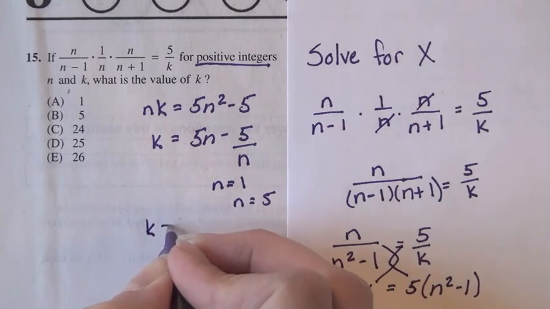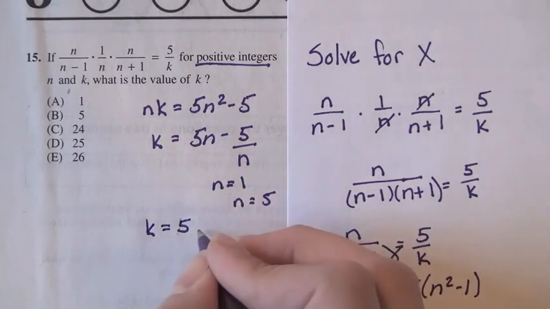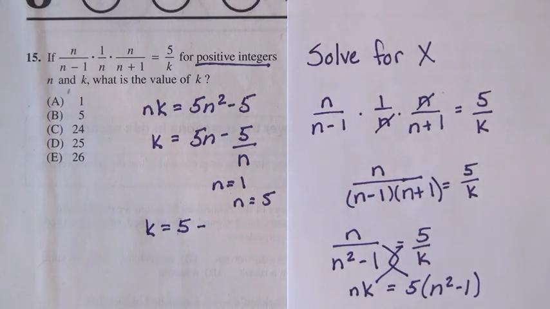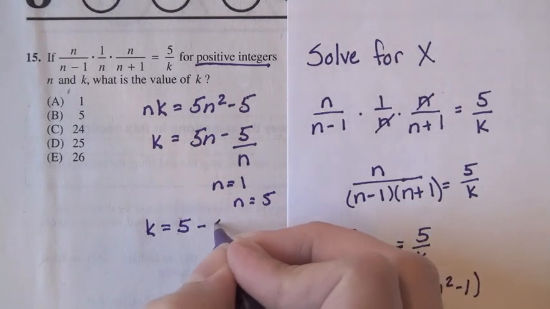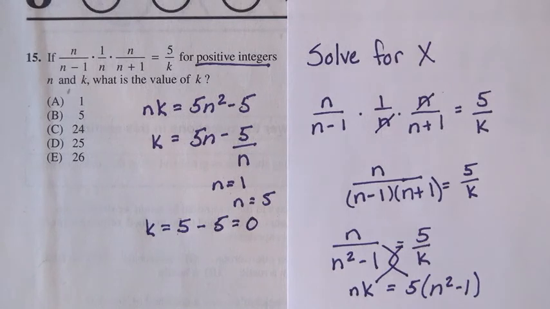That'll give us k is equal to 5, because it's 5 times n, minus 5 divided by n, 5 divided by 1 would be 5. 5 minus 5 equals 0. That's not going to work. k is a positive integer. So let's hope that n equals 5 works.